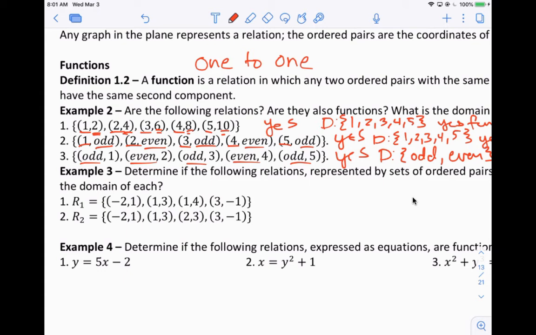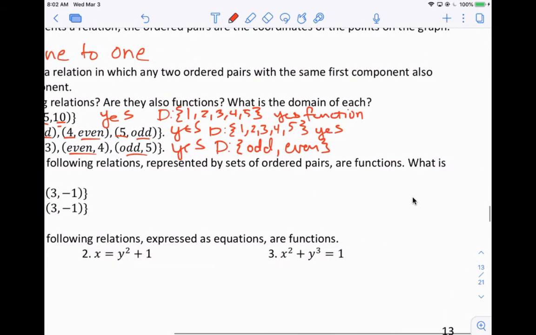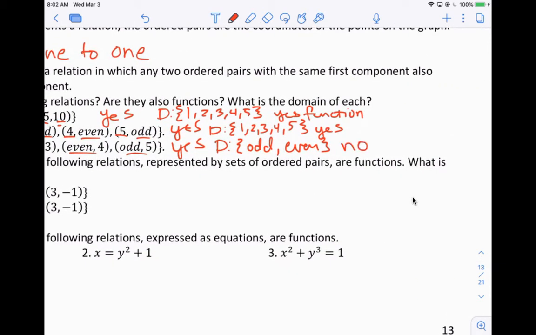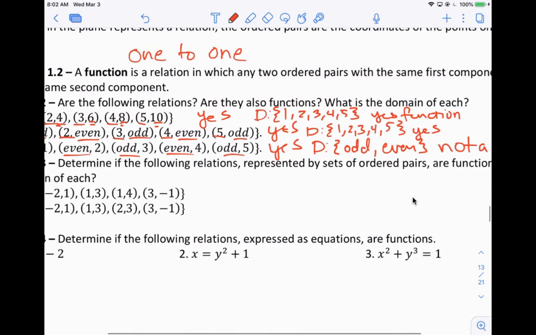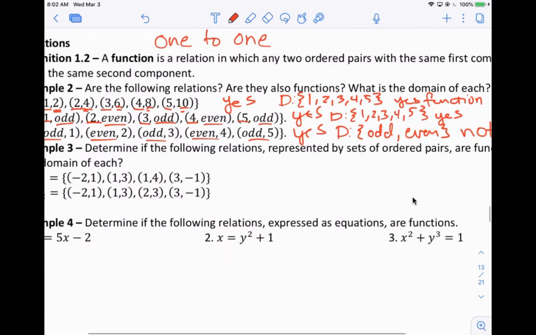Now here we have a problem because if I say what dependent variable goes with odd, you have options for correct answers here, and that's a problem. We have 1, 3, and 5 all coming out of the input of odd. So if I say, oh, plug in odd, you have no idea what the answer is. It could be 1, 3, or 5, and so this is not a function. If you have multiple destinations, multiple outputs, multiple dependent variables for your answer, then it is not a function.